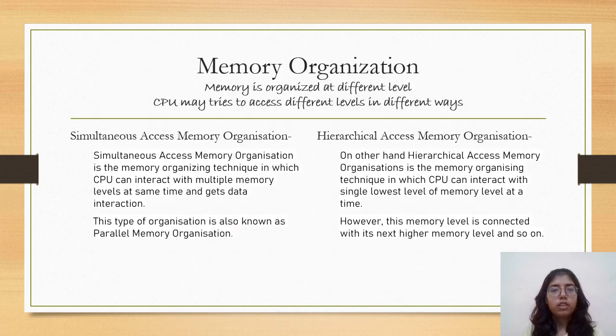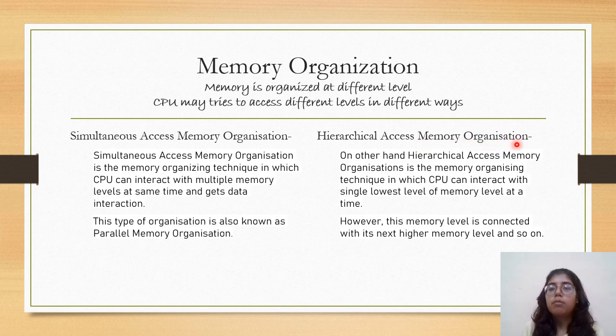Learning about memory organization. First, we learn about what memory organization is. Memory organization refers to how data is stored and accessed within a computer system. So there are two ways. First, simultaneous access memory organization. Second, hierarchical access memory organization. In simultaneous access memory organization, the CPU interacts with multiple memory levels at the same time and gets the data. This is also known as parallel memory organization.